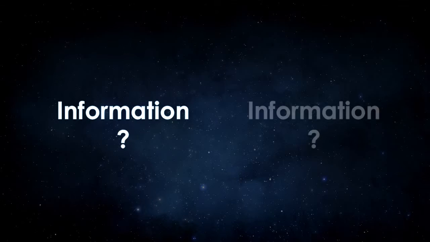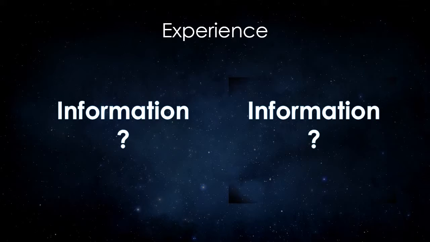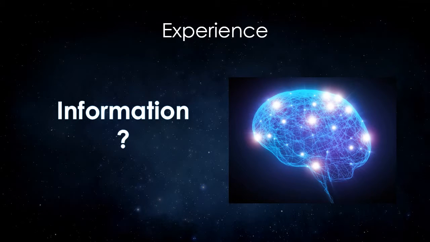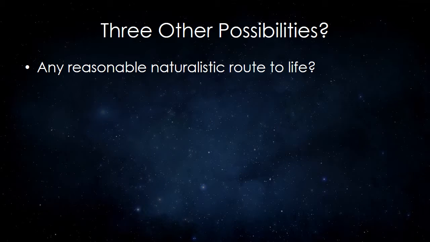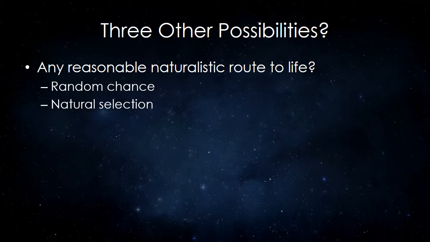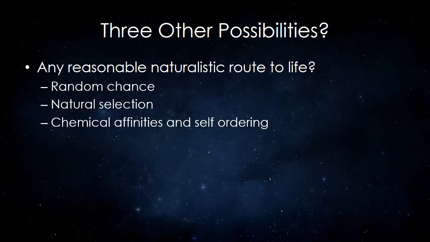So when we want to know where information came from in the past, we ask ourselves where information comes from today. And we know from experience that information always comes from a mind. So unless we have some compelling reason to believe otherwise, we would expect that the information in DNA also came from a mind. Scientists have explored at least 3 other possibilities: random chance, natural selection, and various chemical affinities or options for self-ordering.